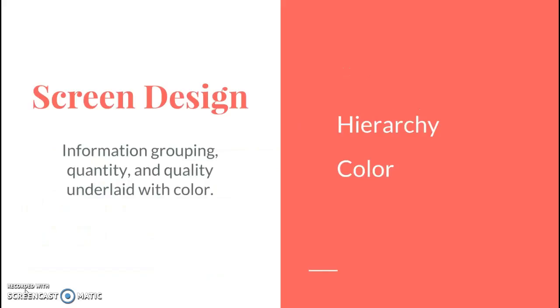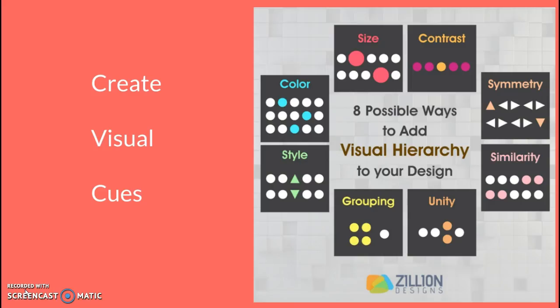Screen design is information, grouping, quantity, and quality underlaid with color. You want to create visual cues. Zillen Designs has made this nice graphic showing that size, contrast, symmetry, similarity, unity, grouping, style, and color are all things to consider.